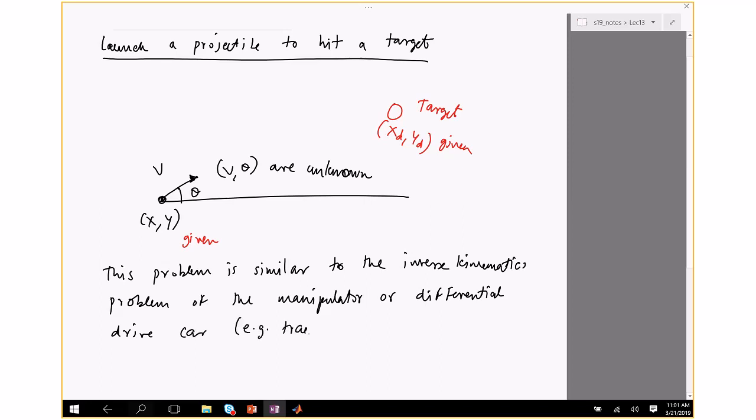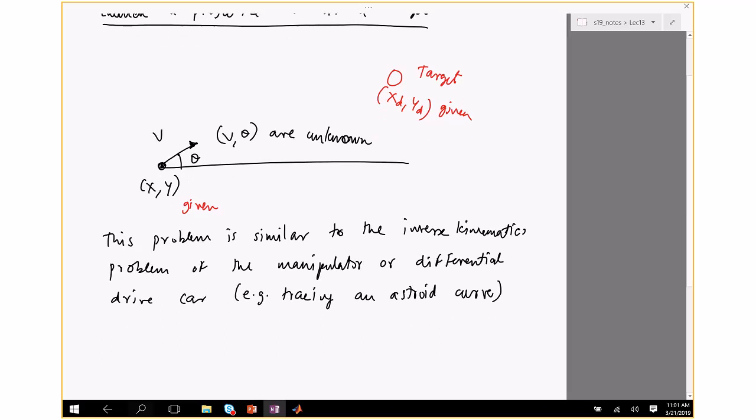Tracing an asteroid. Okay, so how would we use the same function, fsolve?